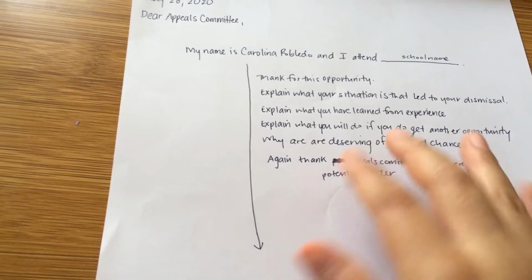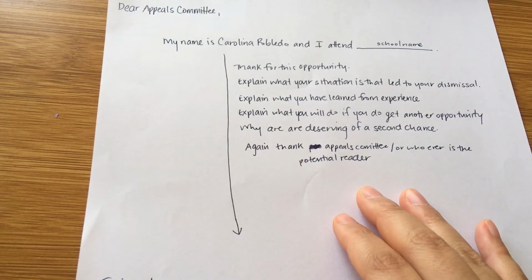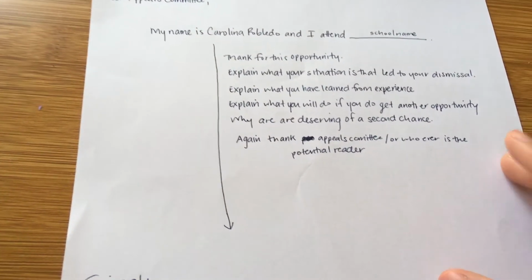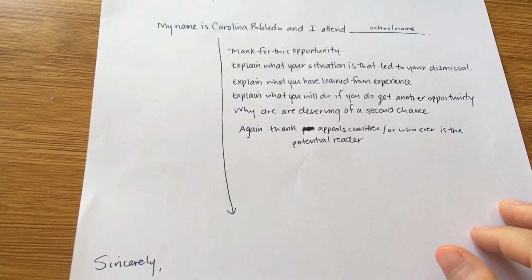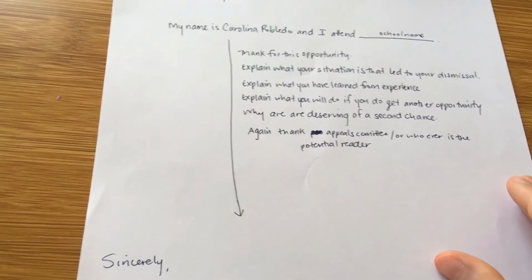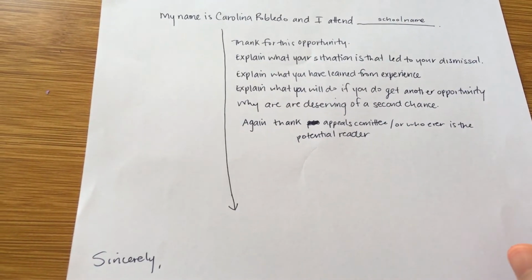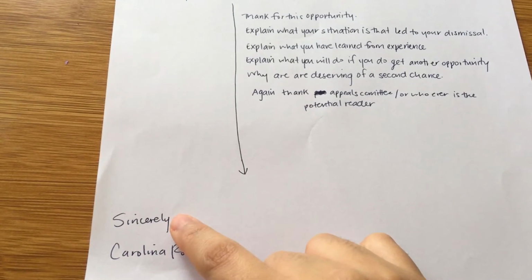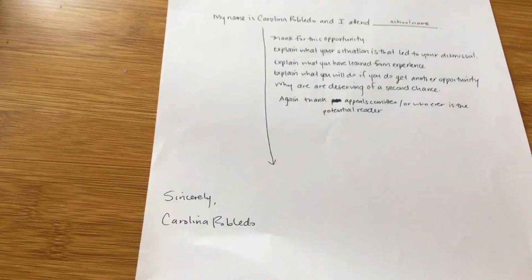And then by the end of the letter, you want to thank them, the appeals committee or whoever it is that's going to read your letter. You want to thank them for the opportunity, and that you appreciate getting an opportunity to appeal. And then I ended my letter with "Sincerely, Carolina Robledo." And that is it.